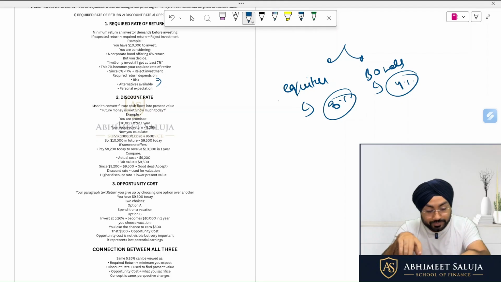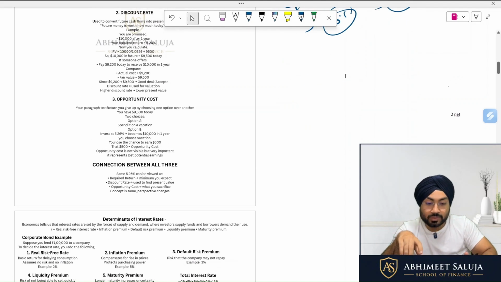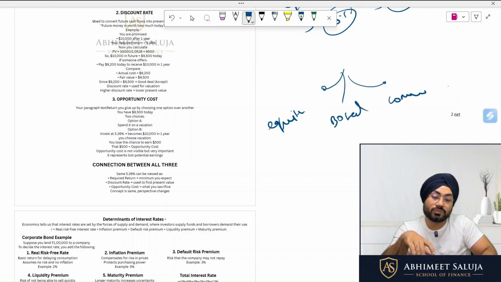Getting my point? Now, say suppose a lot of alternatives are available. Now, say suppose equities are also available, bonds are also available, commodity is also available, real estate is also available.